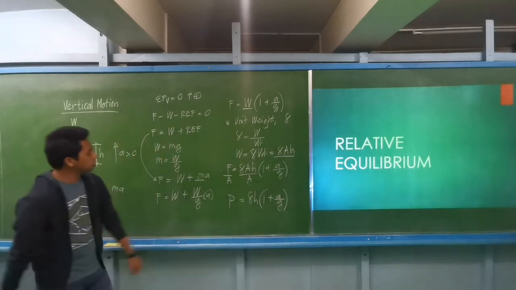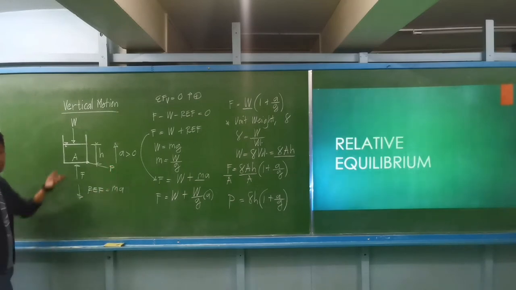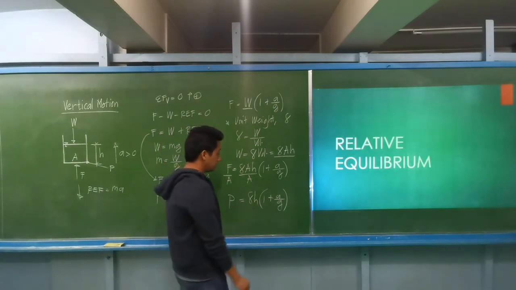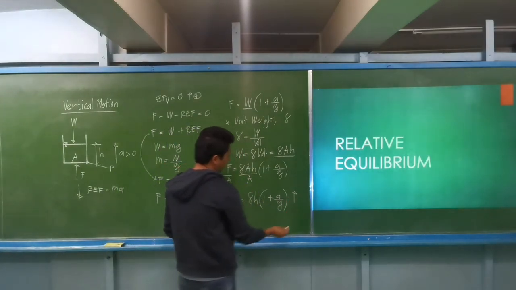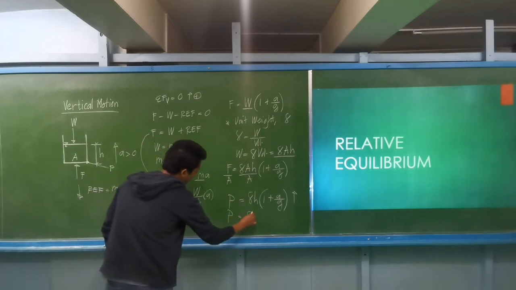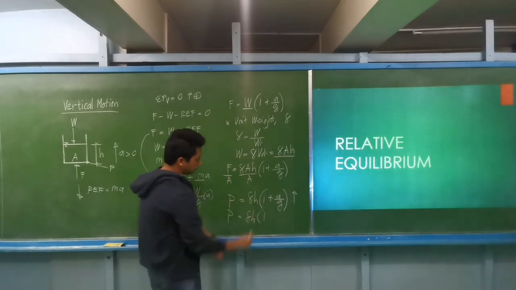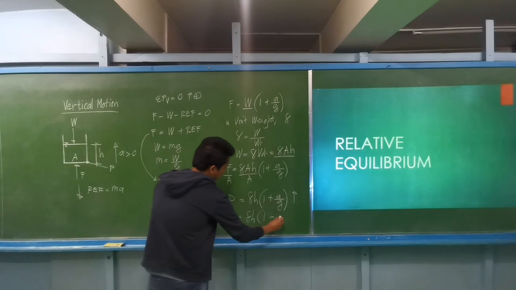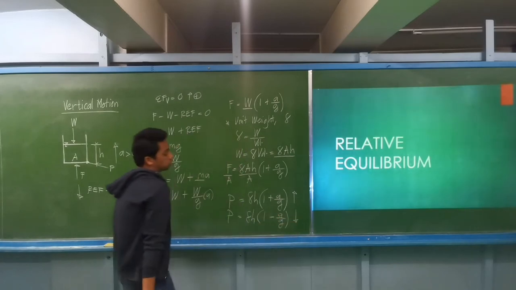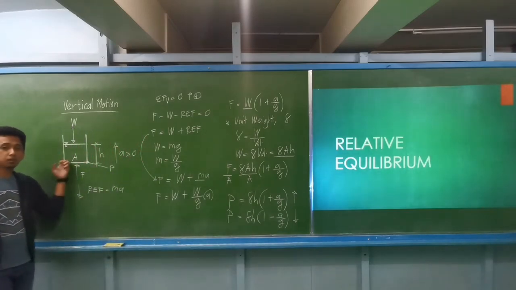So that is the pressure at the bottom of the tank if it is moving upward. So it will be plus or positive here if the motion is upward. What about downward? If it is downward, the pressure will be equal to gamma H multiplied by 1 minus a over g. So upward is positive, and if the motion is downward, it is minus a over g. So that is for vertical motion of containers with liquids.